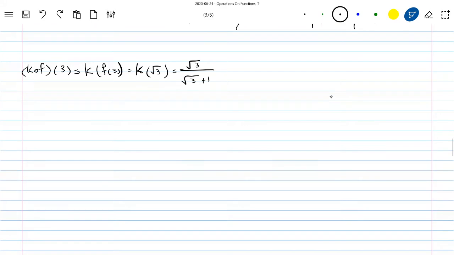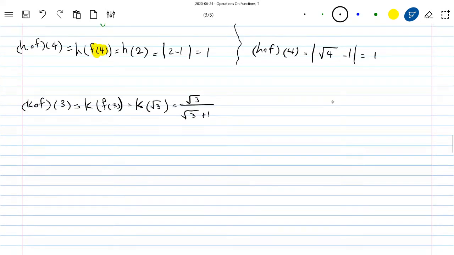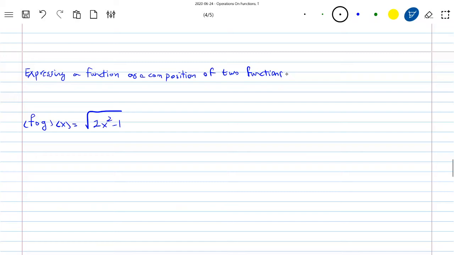What if they give you the composition? What if I give you this and ask you, can you go backward and tell me what was h and f? If I give you square root of x squared plus 3, can you go backward and tell me what was g and f, and so on? So the question is, if you're given the composition like this, can you tell me what was f and what was g? This is what we call expressing a function as composition of two functions. So you want to break it up into two separate, simpler functions.